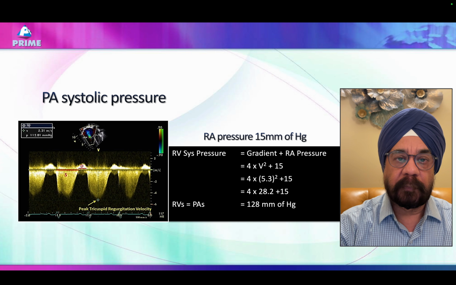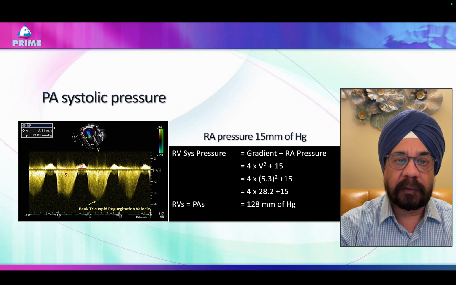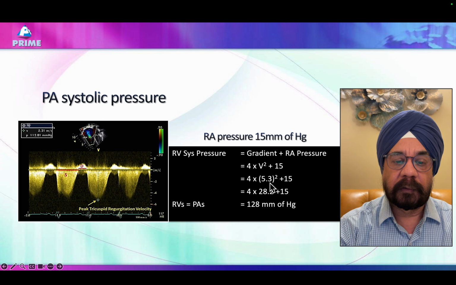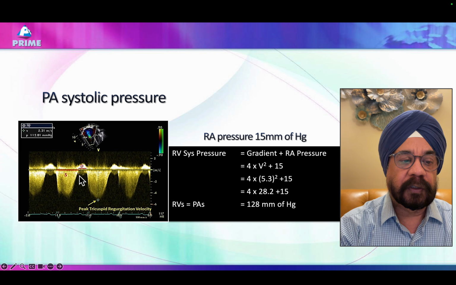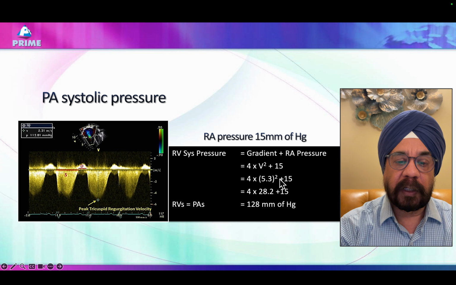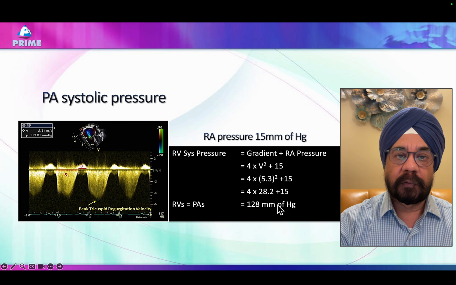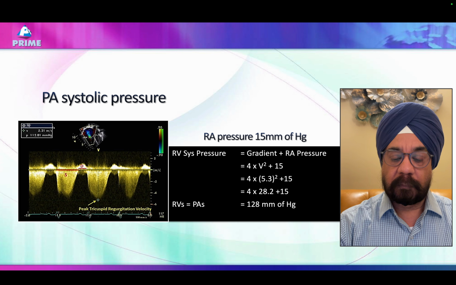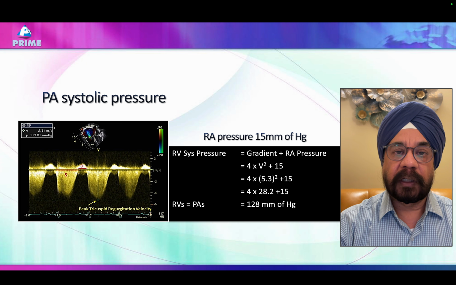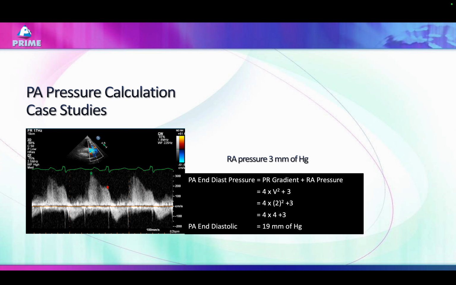Now let us discuss calculating. Let's say the velocity is about 4 meters per second. You multiply velocity squared, the velocity was 5.3 here, so 5.3 squared is 28, multiplied by 4, and you add RA pressure to it. It would give you the pulmonary systolic pressure in the artery, so that is 128. So this is how you calculate.